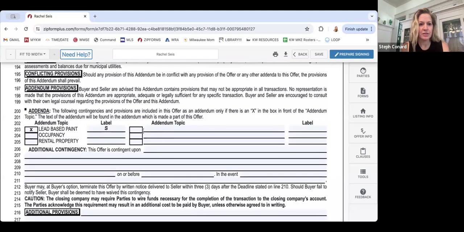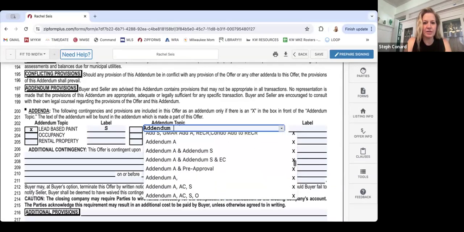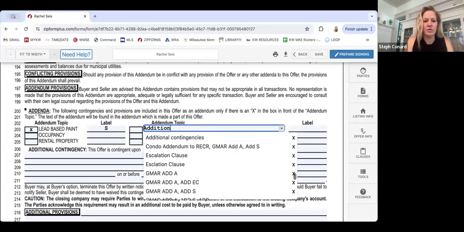The next piece is including additional addenda and indicating it here. So some of you might be in the habit of using the addendum AC already. I feel like half of the offers are using the addendum AC, other half not. But making sure that you indicate it here.